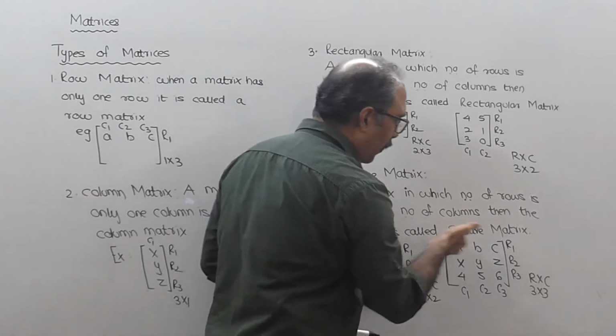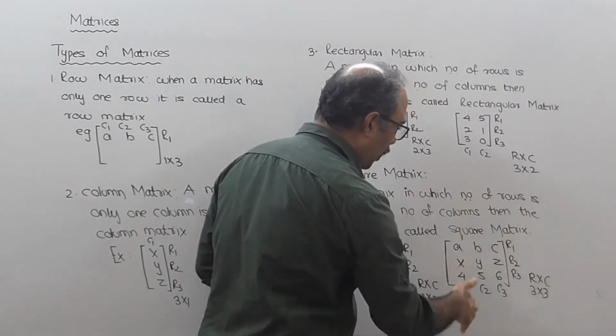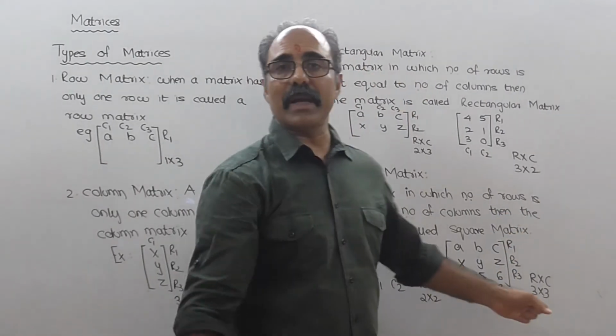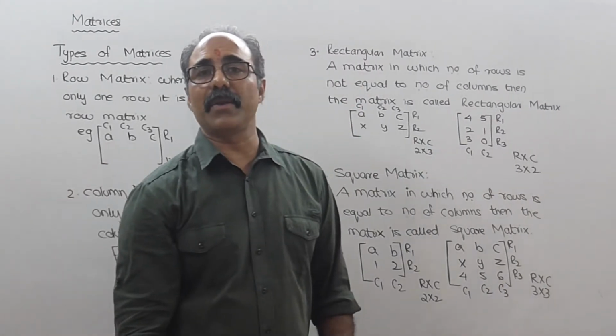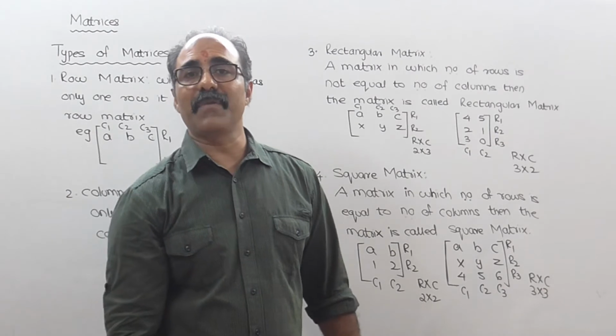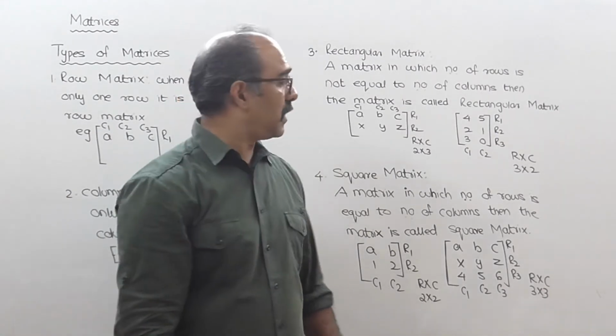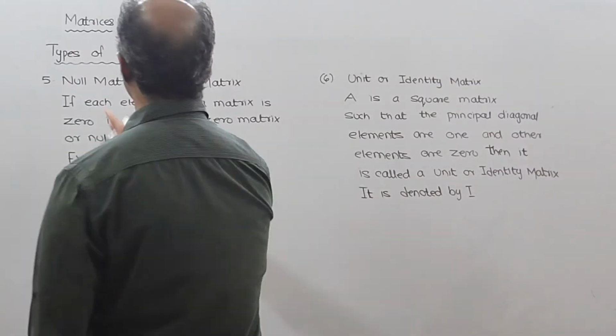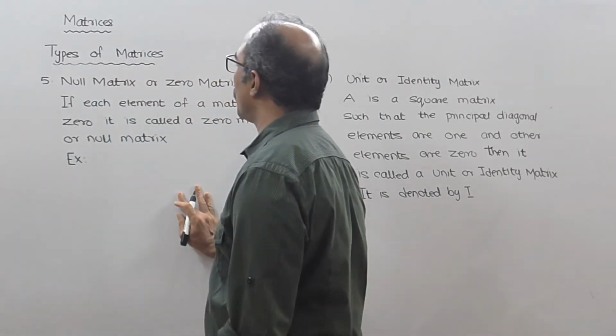See, row 1, row 2, row 3, column 1, column 2, column 3. So can I say this is the matrix of the order 3 by 3? So can I say in that case the number of rows is same as the number of columns? Therefore, it will be classified as a square matrix. The fifth one is null matrix or a zero matrix.